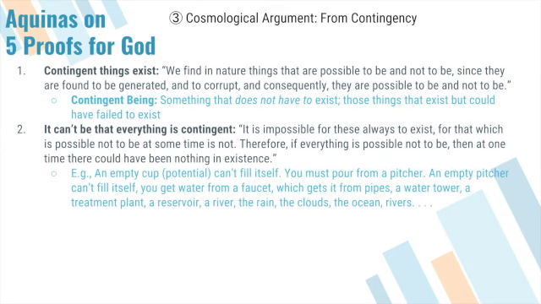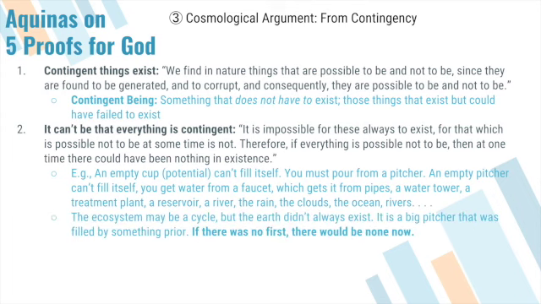For example, an empty cup has potential. It can't fill itself. You must pour water from a pitcher. An empty pitcher can't fill itself. You got to get water from a faucet, which gets it from pipes, which gets it from a water tower, and a treatment plant, and a reservoir, and a river, and the rain, and the clouds, and the oceans, and rivers, right? Back and back you go, right?